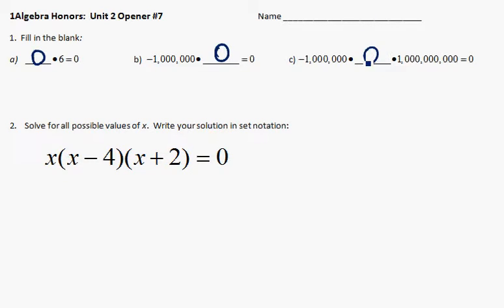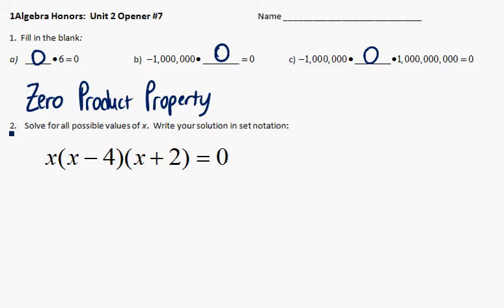What you've just seen demonstrated here is called the zero product property, which simply means that any time that you multiply a number by 0, you get 0. It also means that if you're multiplying something and the result is 0, one of those terms that you multiplied by must have equaled 0, at least one of those terms. So let's use the zero product property to help us solve an equation in number 2.